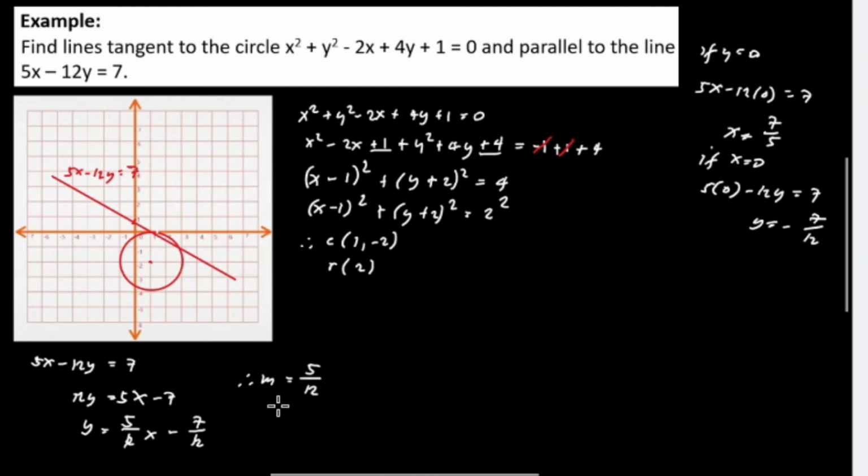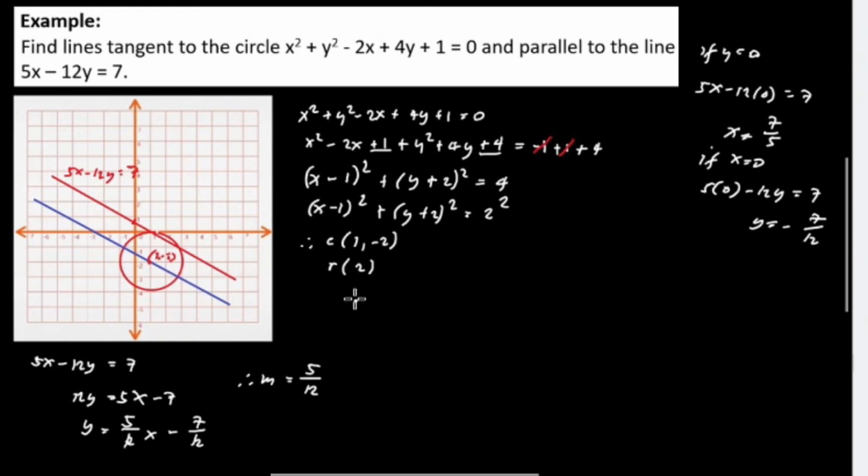After we get the slope 5 over 12, the line through the center is parallel to the line 5x minus 12y equals 7. So we'll put a line, and this is the line, and we will find the equation of this line at the center of the circle. The center of the circle is (1, -2), and we need to find the equation of the line at the center (1, -2).